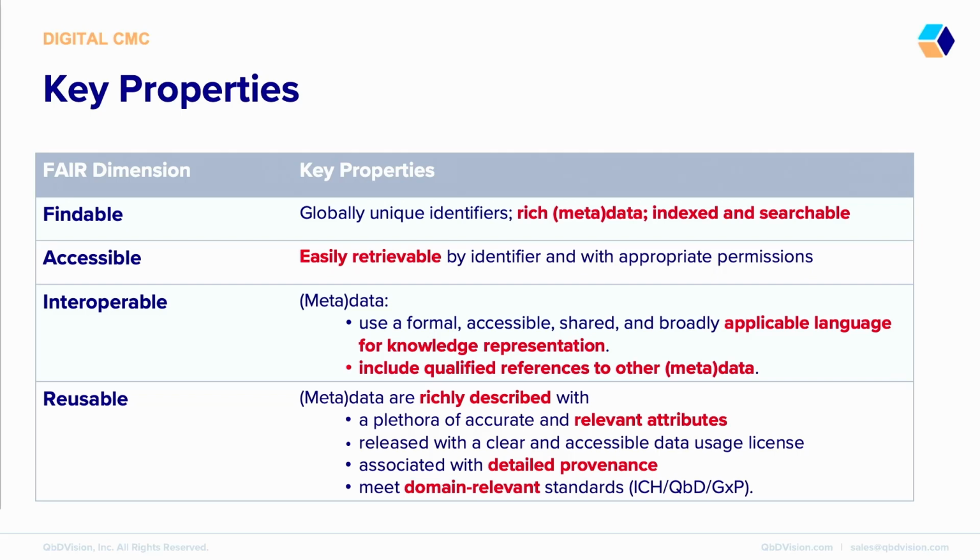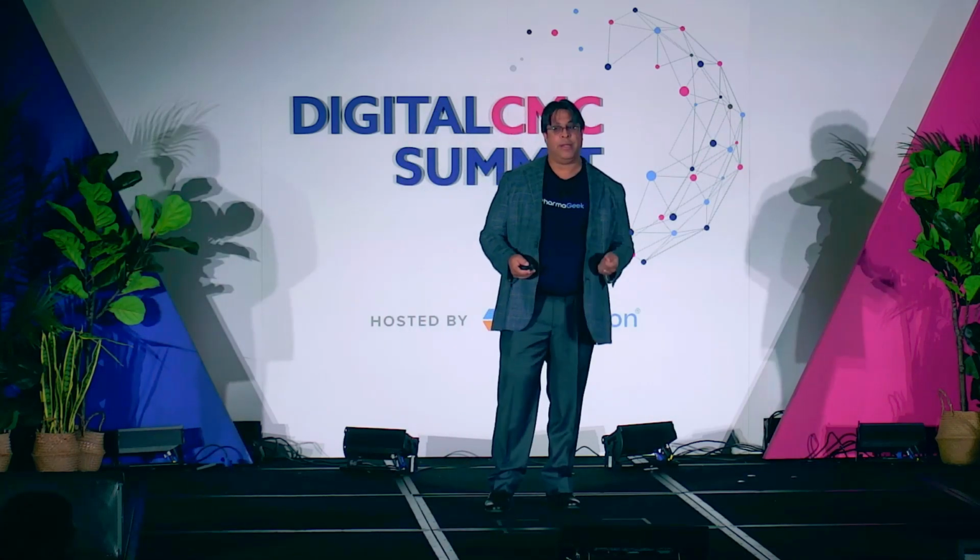Again, applicable language for knowledge representation. Include qualified references to other metadata. Metadata are richly described with relevant attributes, detailed provenance, and domain-relevant standards. ICH, quality by design, GXP, right? These are the things that matter in our world, right, from a domain-relevant perspective.